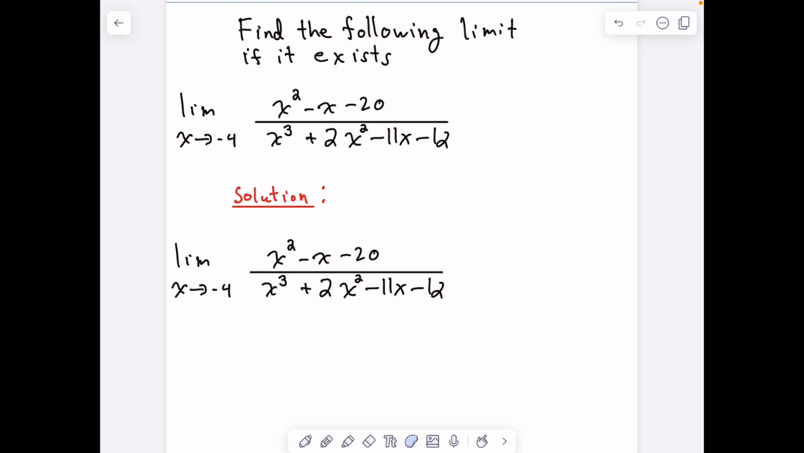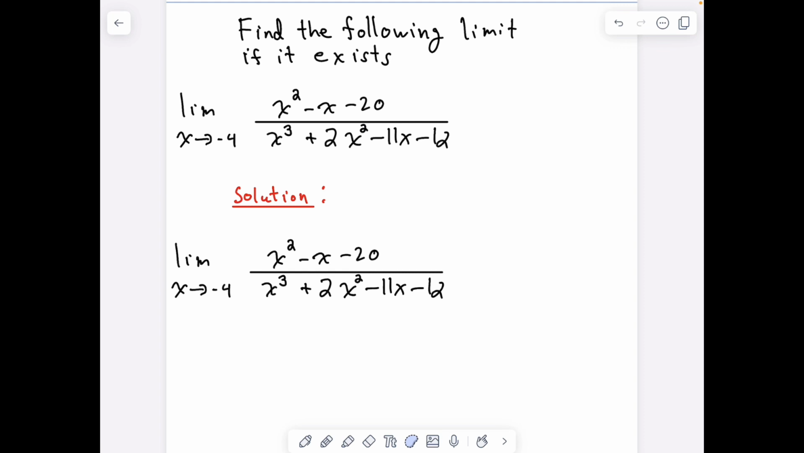All right, hello everyone. So we have the following problem. Find the following limit if it exists. Limit as x approaches minus 4 of the quantity x squared minus x minus 20 divided by the quantity x cubed plus 2x squared minus 11x minus 12.